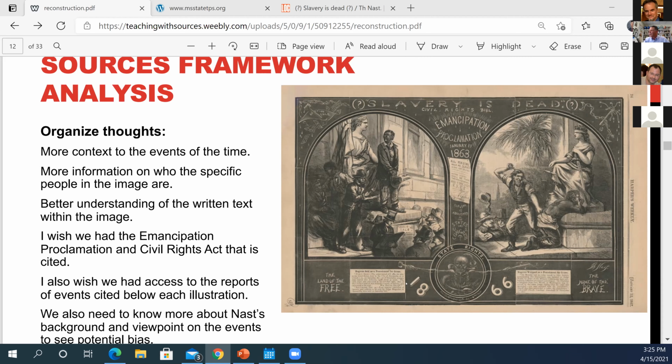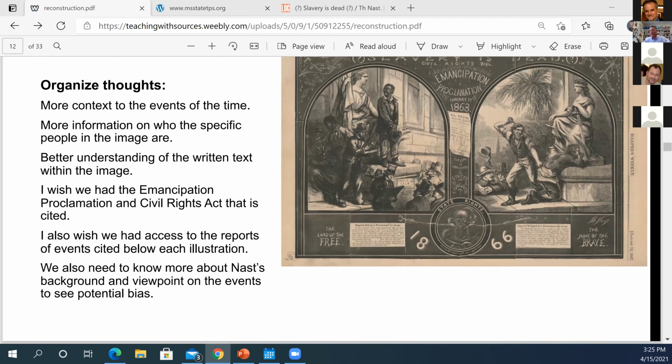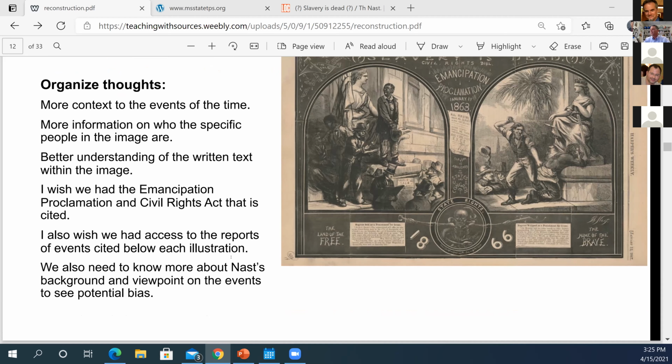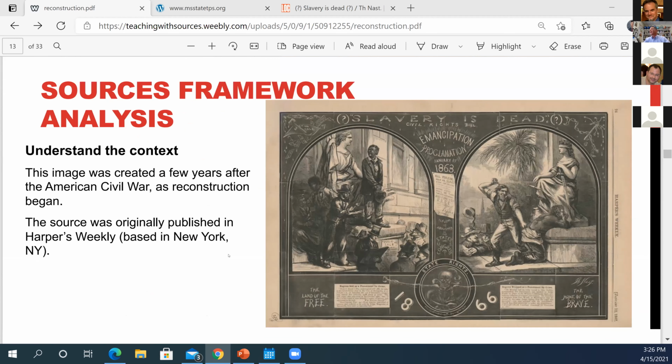These down here, and what I found often with these primary sources, our students get sucked into the images, especially one that has such rich imagery as this, that they tend to ignore the text. And we're going to look at this text in just a minute up close, because the answer to what's going on is really in the text. And then we also need to know more about Nast's background, and we'll look at that. And that goes into sourcing about why he was so passionate.